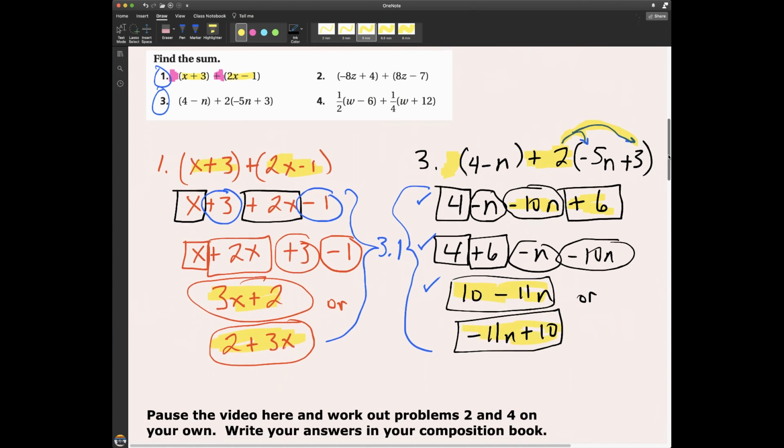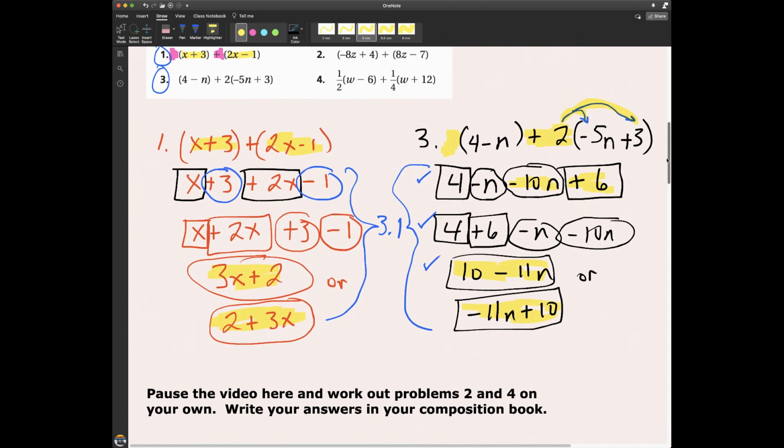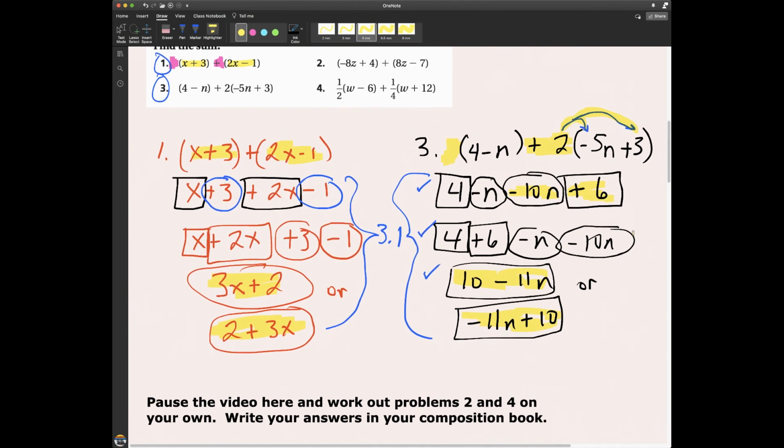Okay, so go ahead and pause the video, and I want you to work on problems 2 and 4 in your composition book. And then I want you to come back and we will continue. If you're watching this in Edpuzzle, the video will stop now.